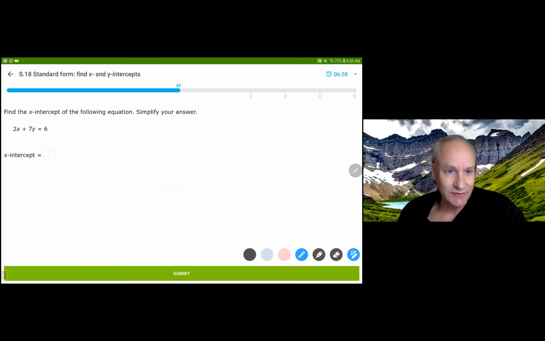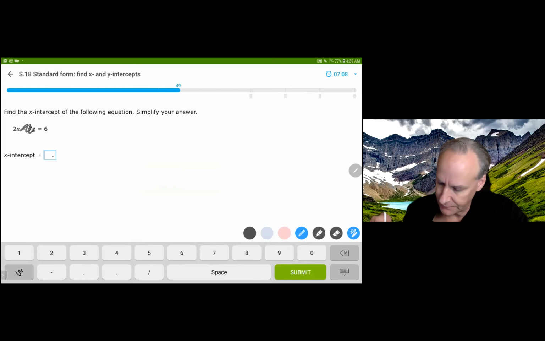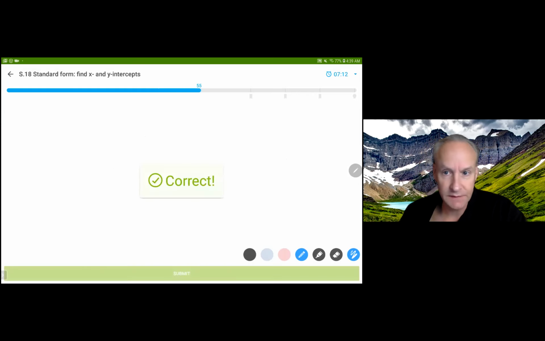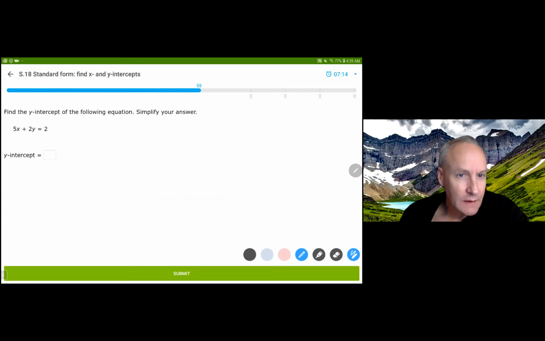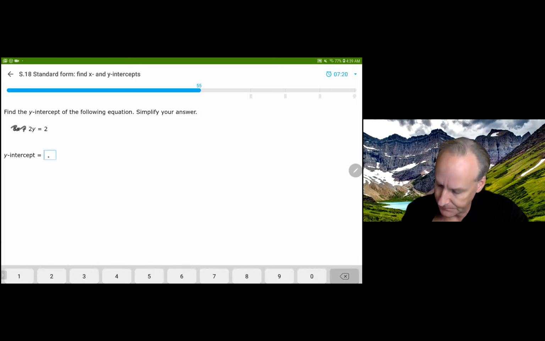And I'll go a little faster now. This time we want the x-intercept, so we're going to let the y equal 0. And 2x equals 6, so x is 3, 0. That's the actual x-intercept, isn't it? So this time we're looking for the y value when x is 0, which is going to be 1.